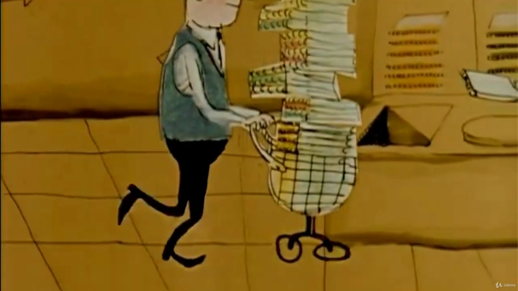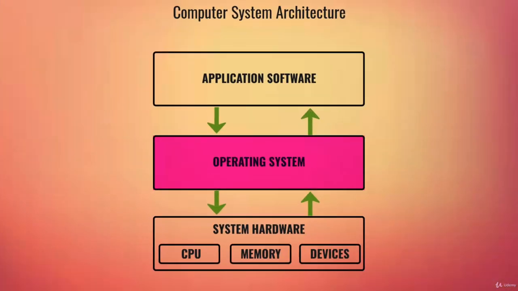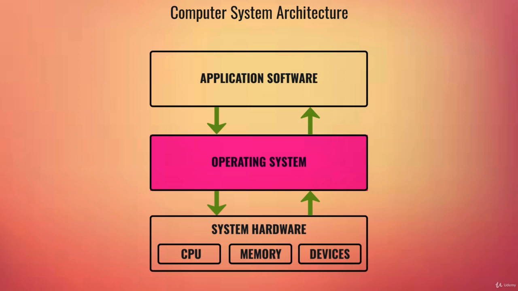This was clearly terrible, so to make it easier for programmers, operating systems stepped in as intermediaries between software programs and hardware peripherals.